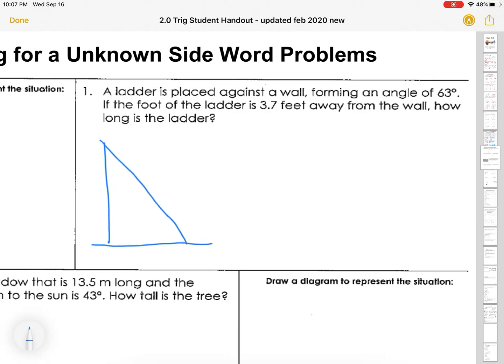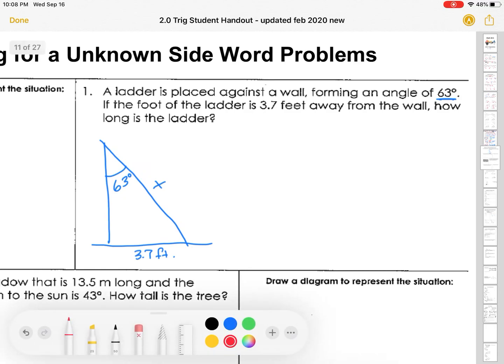So let's draw our wall. So there's our wall. And then we have a ladder angled against the wall. Okay? And it forms an angle with the wall of 63 degrees. So it's going to be 63 degrees in here. It says the foot of the ladder is 3.7 feet away from the wall, and it wants to know how long the ladder is. So now I have my triangle.